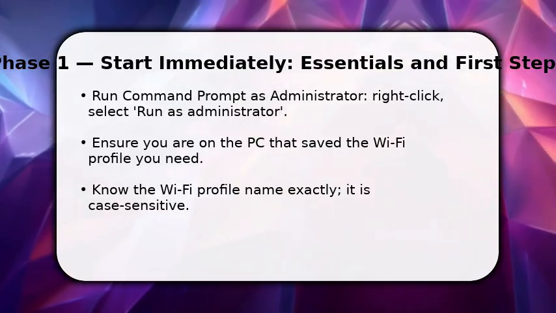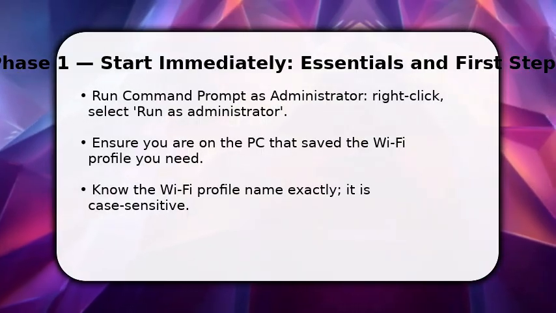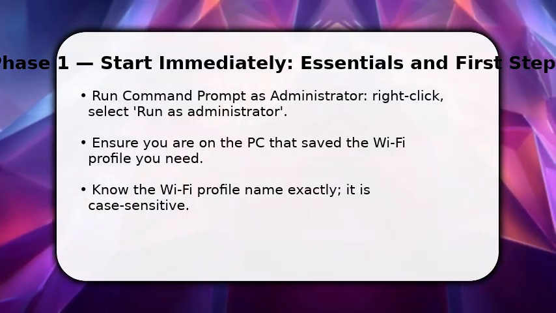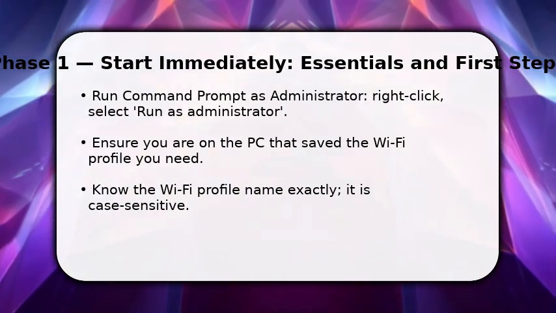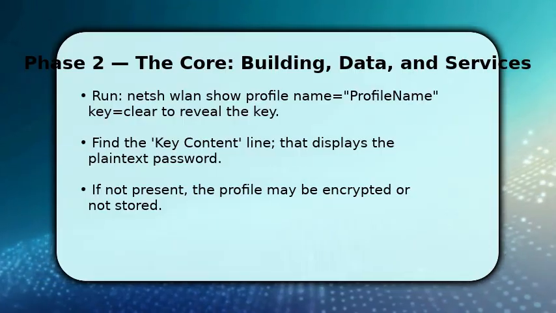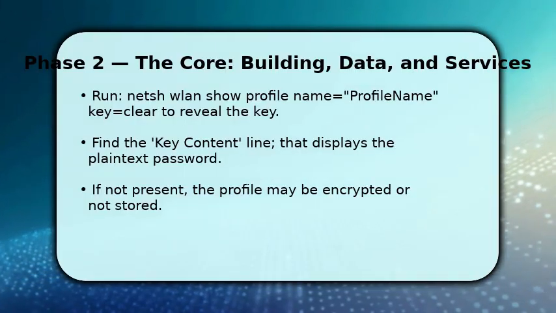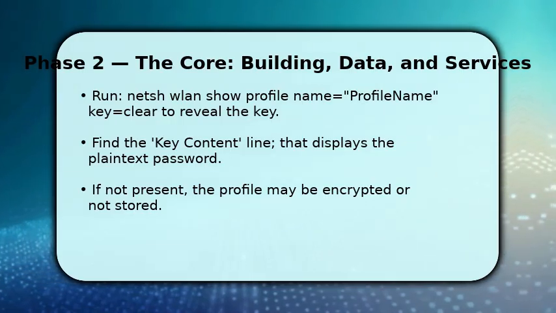Make sure to copy the profile name exactly, because the next command requires an exact match. If the profile name has spaces, include it in quotes. That prevents errors when you run the reveal step. Now you reveal the password itself. Type netsh wlan show profile name equals profile name, key equals clear, replacing profile name with the exact name you copied.